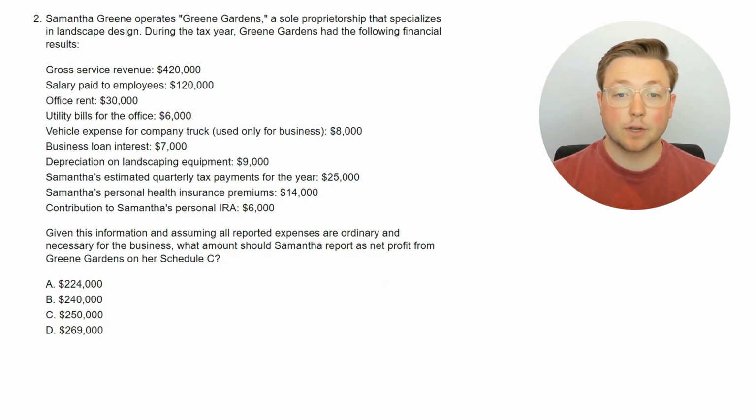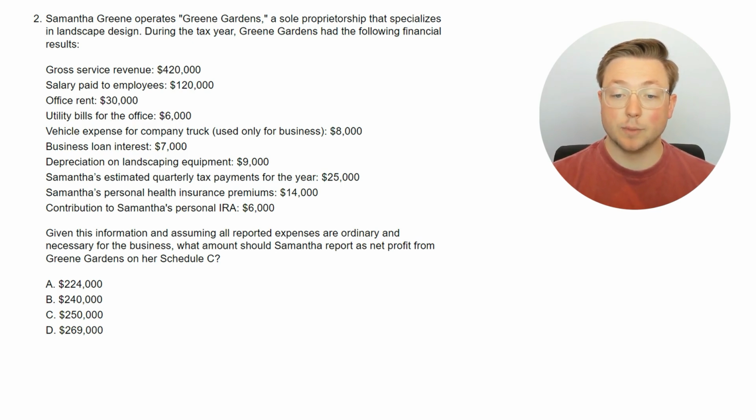Here's question 2. Samantha Green operates Green Gardens, a sole proprietorship that specializes in landscape design. During the tax year, Green Gardens had the following financial results: gross service revenue of $420,000, salary to the employees $120,000, office rent $30,000, utilities $6,000, vehicles $8,000, business loan interest $7,000, depreciation $9,000, estimated quarterly tax payments for Samantha $25,000, Samantha's personal health insurance premiums $14,000, and contribution to Samantha's personal IRA for $6,000.